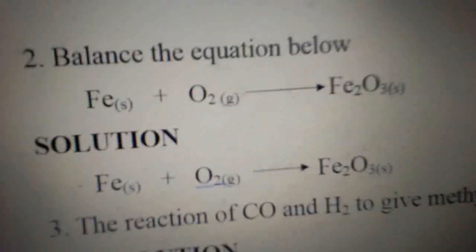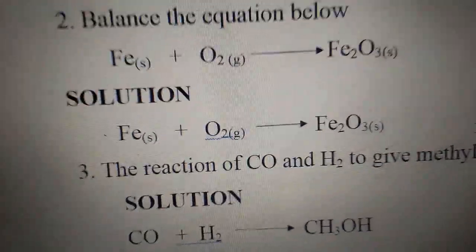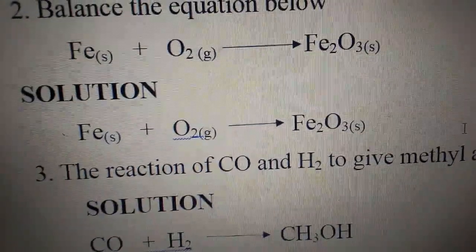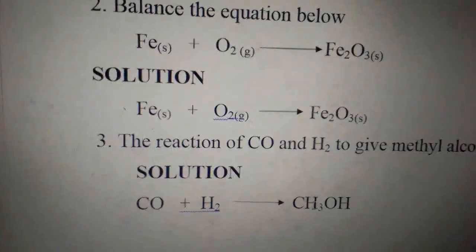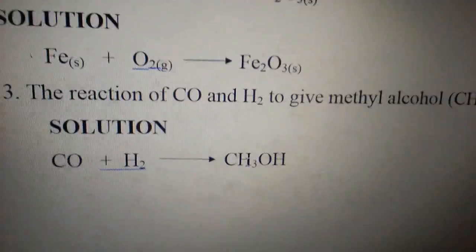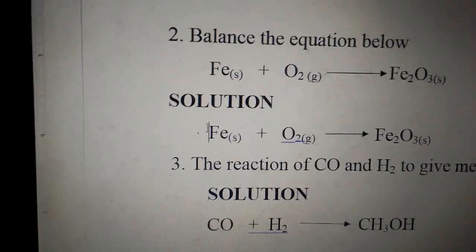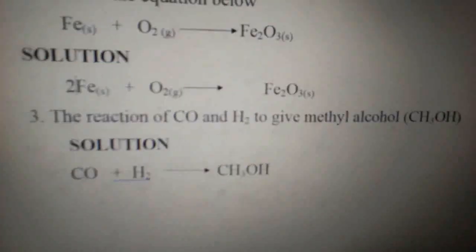We go to question number 2. Question 2 says, balance the equation below. We have iron reacting with oxygen to give us iron(III) oxide. How to balance it? By inspection. You see that iron is 1 atom on the left hand side, but 2 on the right hand side. So we will be tempted to put 2 in front of iron on the left hand side, so that we'll have 2 on the left hand side and 2 on the right hand side. So you see it's now balanced.